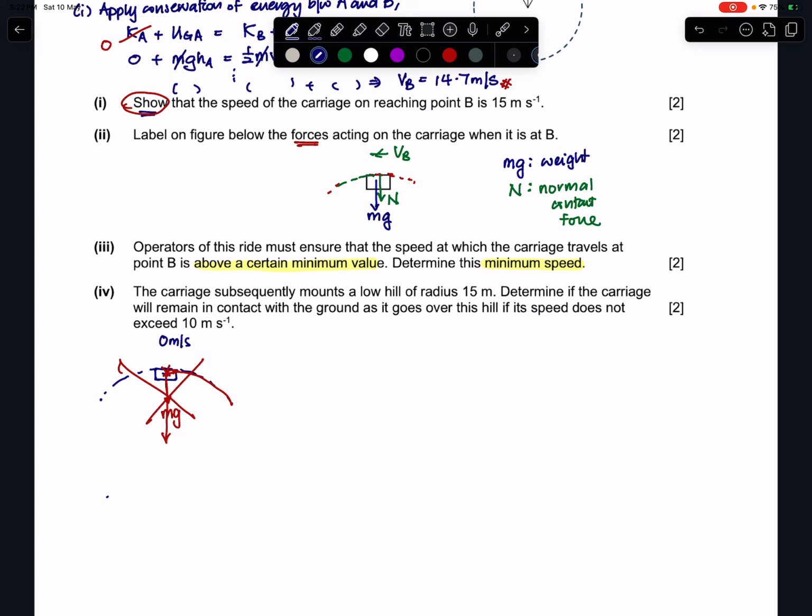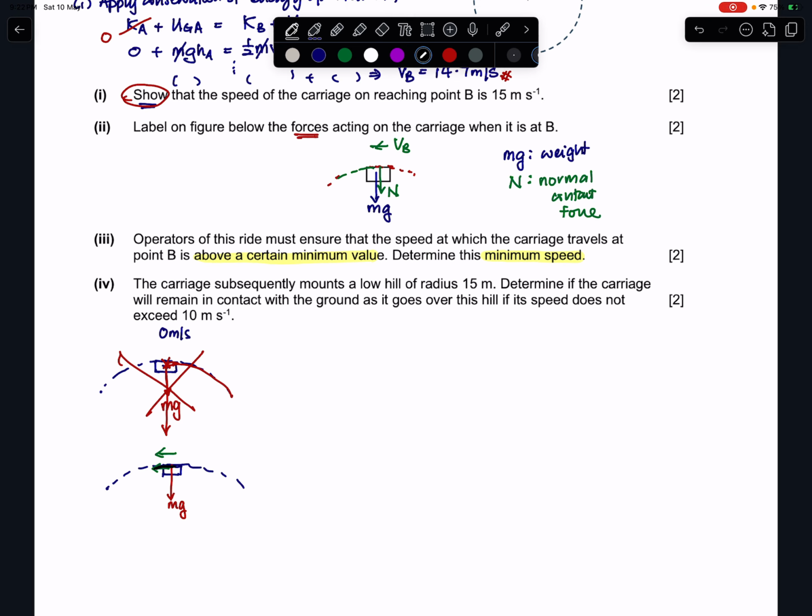What happens if it has a speed, but the speed is not high enough? It still has a little speed, but it has mg acting on it. The next moment in time, the speed is in this direction and it has an acceleration downwards. It's like projectile motion. If the curvature of your projectile motion cannot match the curvature of the track, it is also going to lose contact and go down in this direction. And this is also not what we want.